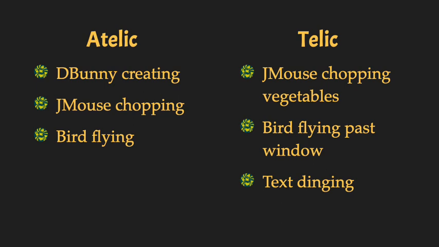And so atelic means no, there is not. The A in this case is that sort of negator prefix, so it's not telic. So D-Bunny creating, J-Mouse chopping, bird flying, atelic. Telic has an endpoint, and this is where when you add vegetables behind chopping, so J-Mouse chopping vegetables, endpoint. Bird flying past window, done when it's past the window. Text dinging, it's over as soon as it happens. These are all telic. And these are important distinctions for how you think about applying, especially aspect, in my opinion. I think it can be really important with thinking about how you're going to apply different aspects to the verbs.